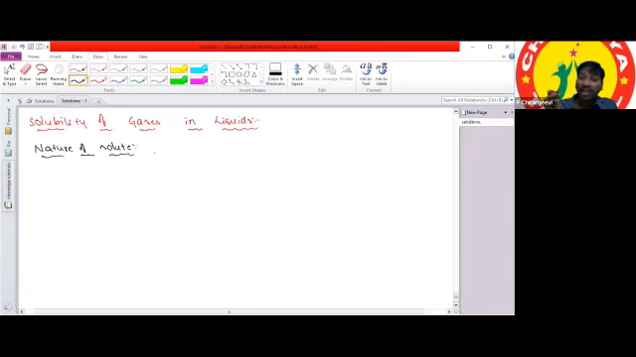Which gases are highly soluble in liquids? Now my question is, we have some water. Whatever water we have, which gas is there in it? What is the gas present in drinking water? Ritu, what is the gas present in drinking water?